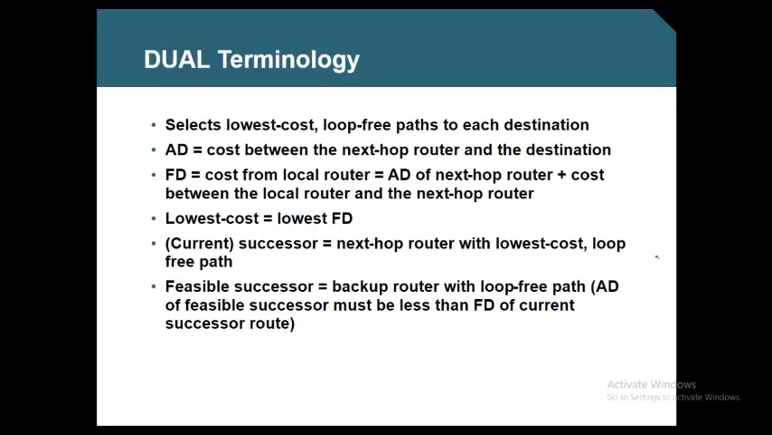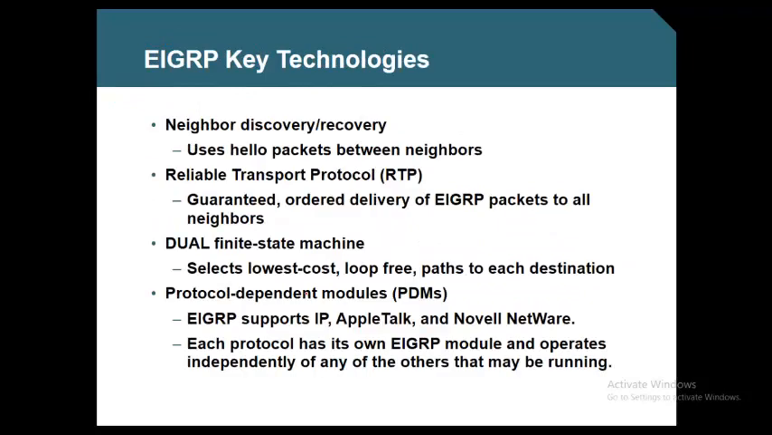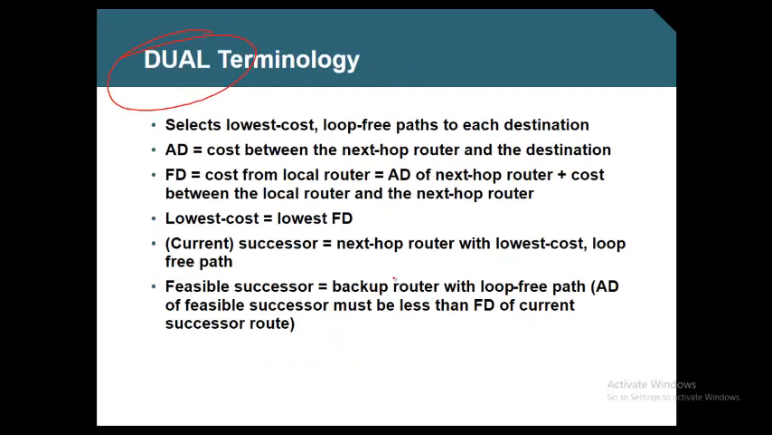Now, you see, this is the page that I was talking about. Many people are not comfortable with this dual algorithm. We saw a dual algorithm is responsible to pick the low cost path for each destination without loop, and to guarantee loop free. Now, how it is doing that is what is explained here. How it is done is what is explained in this page.